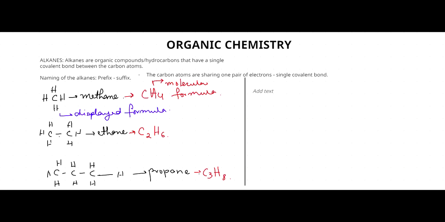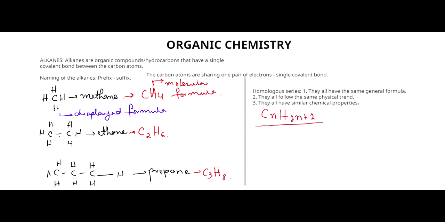So, in the case of alkanes, the general formula is CnH2n plus 2. That's specifically for alkanes. Similarly, when we talk about alkenes, they will have a different general formula. Carboxylic acids, different. Alcohols, different. What do we call this formula? The general formula. I'll explain it in a second.